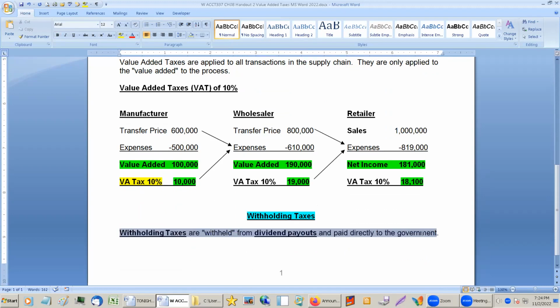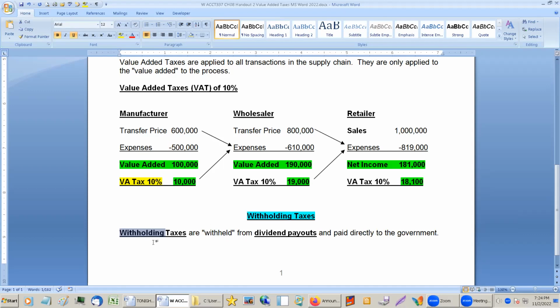Okay, we talked about this a little bit before. Just wanted to throw this in there. This really isn't related to those two up there. But withholding taxes are withheld from dividend payouts by local governments. This is not the same as the withholding for your payroll check. Withholding for your payroll check is still your money.